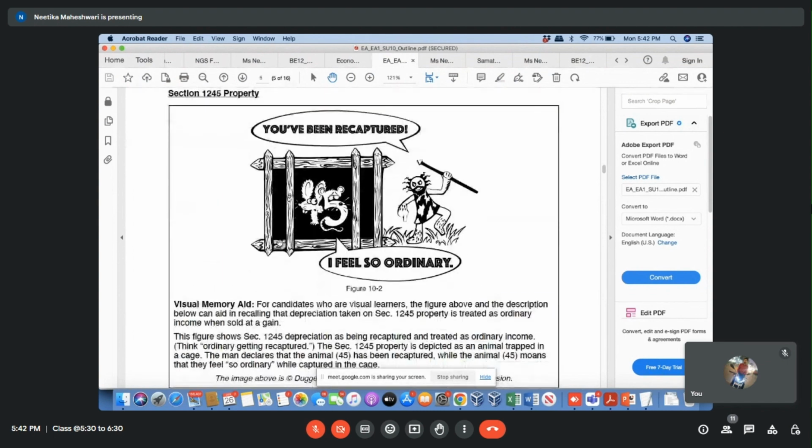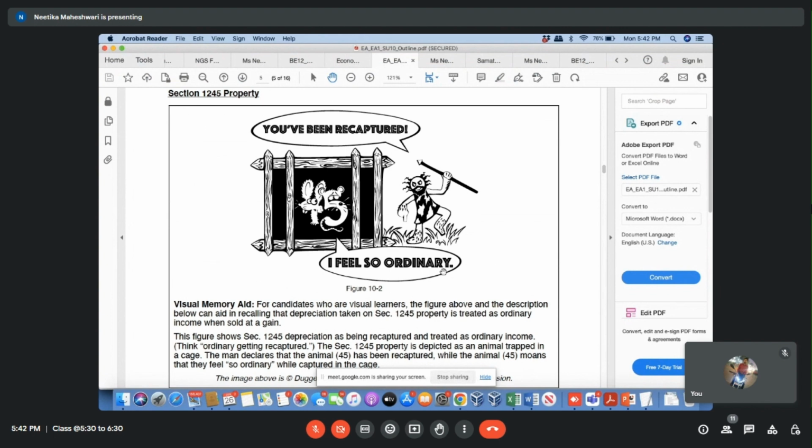Again, there is another very good picture example. Section 1245 property. Somebody, this person, this animal or whatever, has been caught in the cage, and this guy is saying you've been recaptured. And these creatures are saying, I feel so ordinary. This is a great way of remembering. Whenever there is a recapture, it will come up as an ordinary gain.